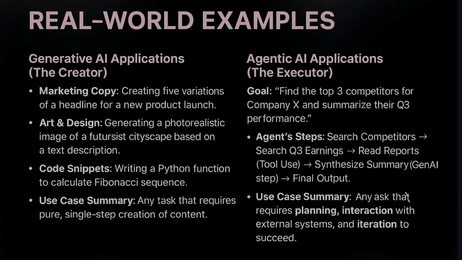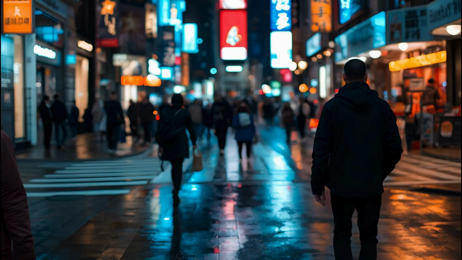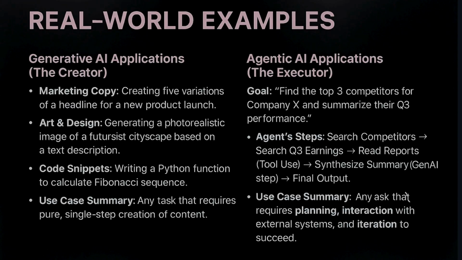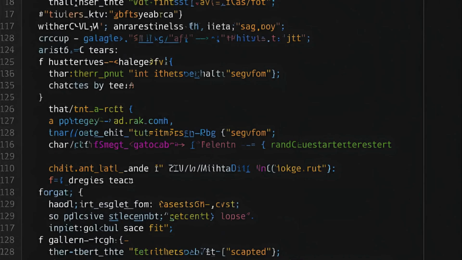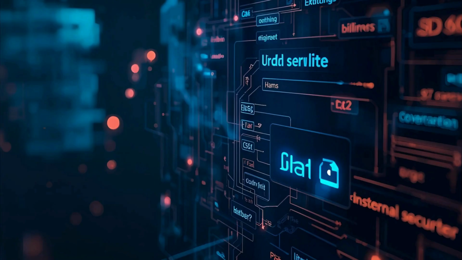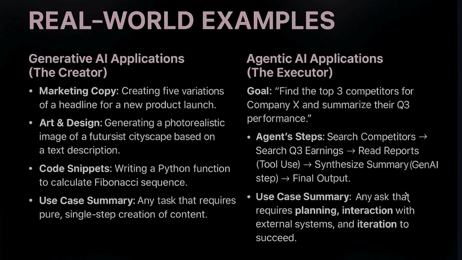Distinction, creation versus action. This slide titled Real World Examples illustrates the practical difference between Gen AI and agentic AI. Generative versus agentic AI example. Generative AI, the creator, focuses on single-step creation of content. These applications include generating marketing copy, that means variations of headlines, art and design, creating an image from text, and writing code snippets, a Python function. Its strength lies in pure content output based on a prompt.